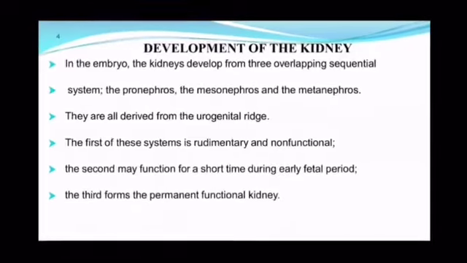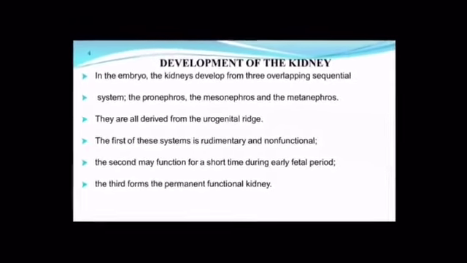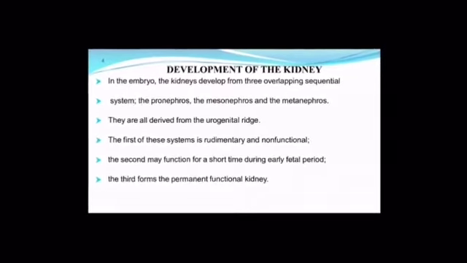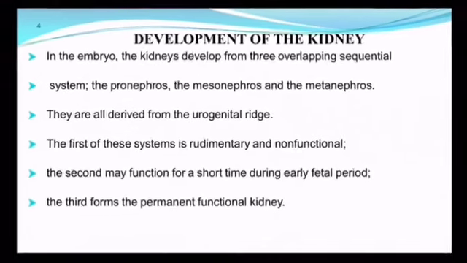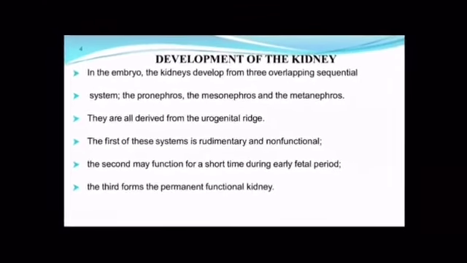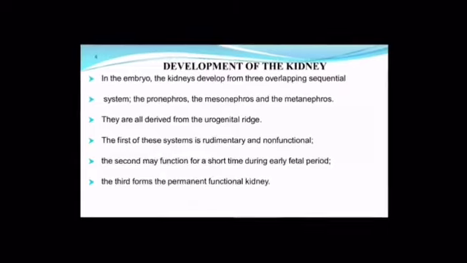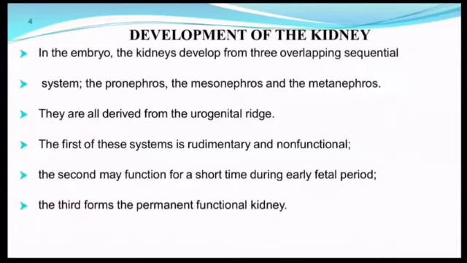Now, looking at the development of the kidney, in the embryo, the kidneys develop from three overlapping sequential systems: the pronephros, the mesonephros, and the metanephros. All these are derived from the urogenital ridge. The first of this system is rudimentary and non-functional. The second may function for a short time during the early fetal period. The third forms the permanent functional kidney.